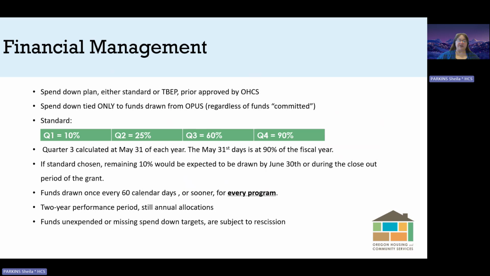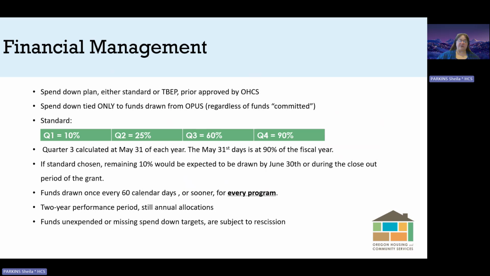Grantees will notice that the MGA program elements for HSS funds require that funds be drawn from OPUS once every 60 calendar days or sooner for every program. This will help grantees stay on track with their spend down plan and ensure that funds are expended during the performance period. OHCS has moved away from an individual state grant award in the biennium to avoid rollover issues mid-biennium and to allow grantees the flexibility to expend the allocated fund throughout the entire performance period.